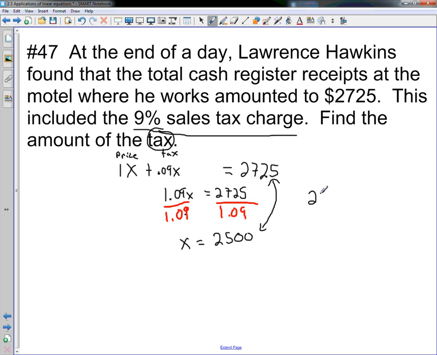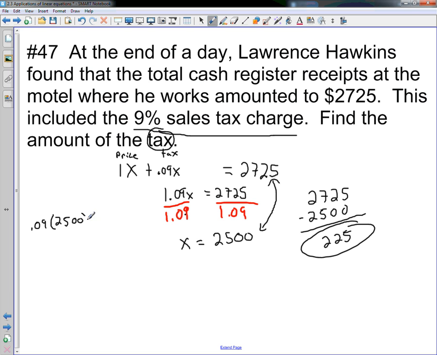So I'm just going to subtract these two. And that gives us 225. This ends up being our sales tax. Or you could take 0.09 times 2,500, and that would give us the sales tax as well. So there's a couple different ways to figure that one out.